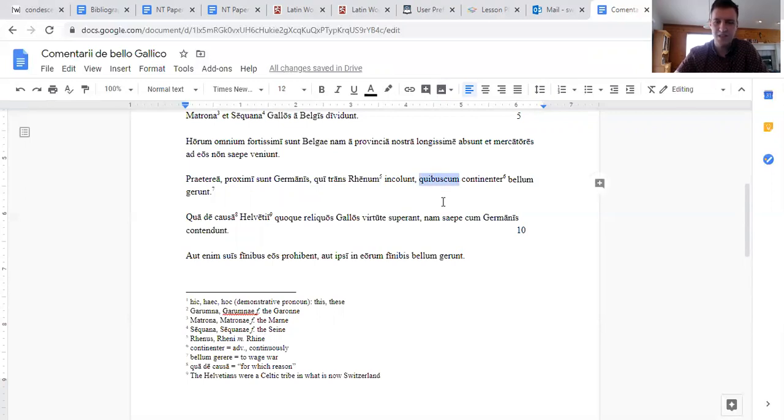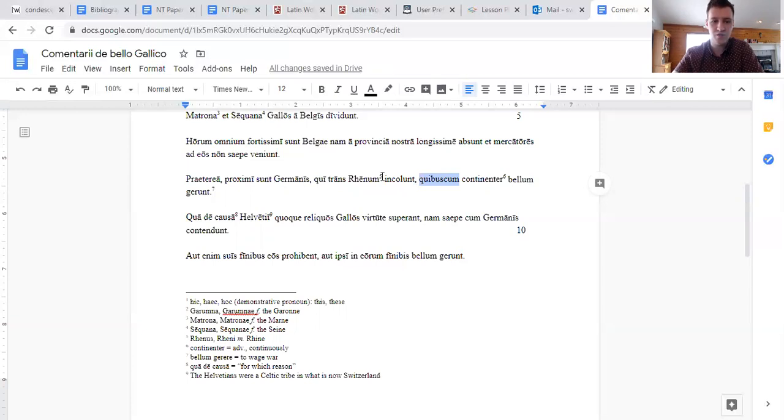quibuscum. This is tricky. It's another relative clause. And what we actually have going on is quibus, ablative plural, relative pronoun, still looks back to Germanis. Its antecedent still Germanis, but we've got cum attached to the end of it, like this preposition can sometimes do with pronouns. So we're going to translate this relative pronoun as with whom.